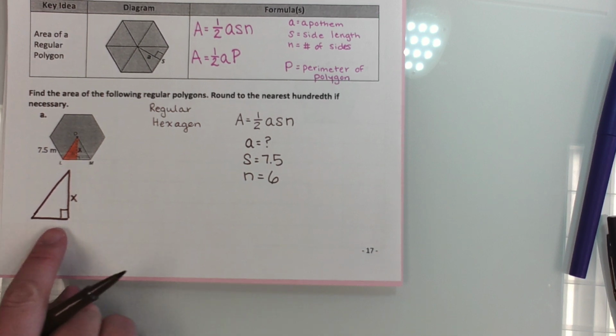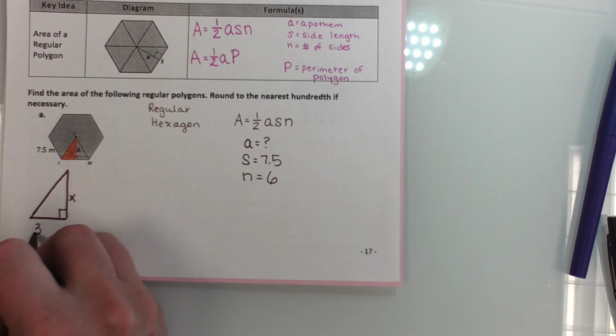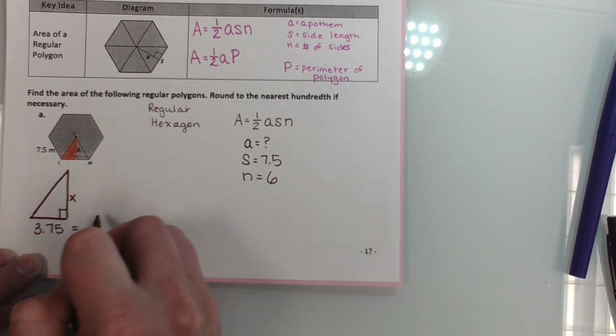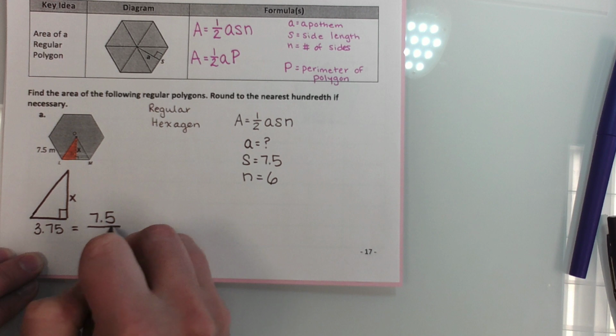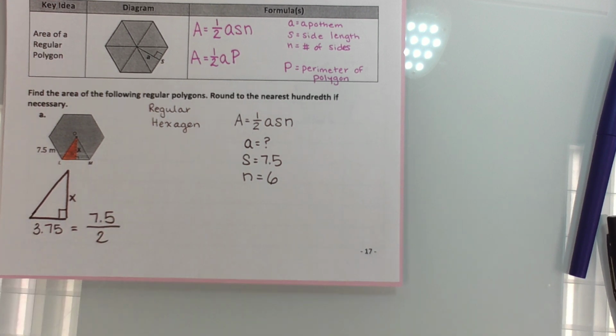It's 3.75 down there. Why is that 3.75? 7.5 divided by 2 is 3.75. Side length divided by 2. That is one of the big things that people tend to forget, or when it's a decimal, it trips them up. So I just wanted to deal with that.